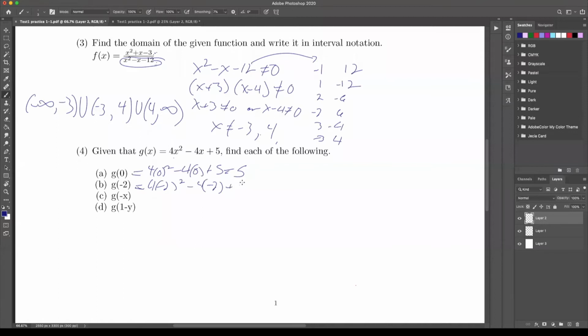4 times negative 2 plus 5. So 4 times negative 2 squared. Negative 2 squared is, of course, 4. 4 times 4 is 16. Negative 4 times negative 2 gives me positive 8. And then I get plus 5. And so I'll have 16 plus 8 plus 5. So this gives me, what, 29? If I do any of these wrong, please let me know.